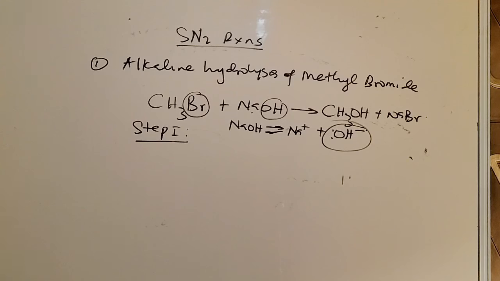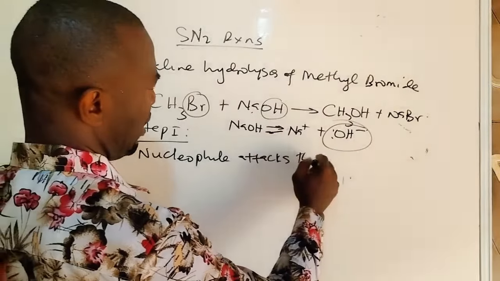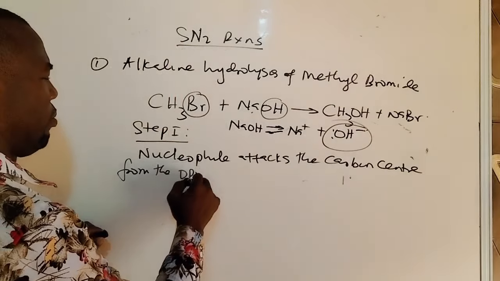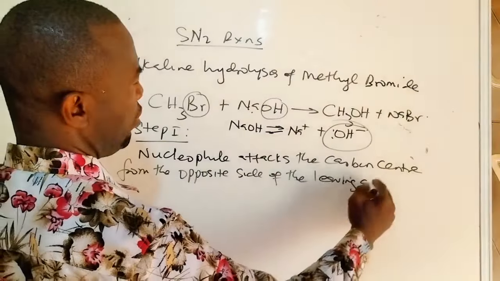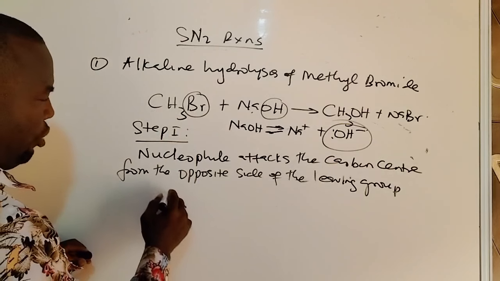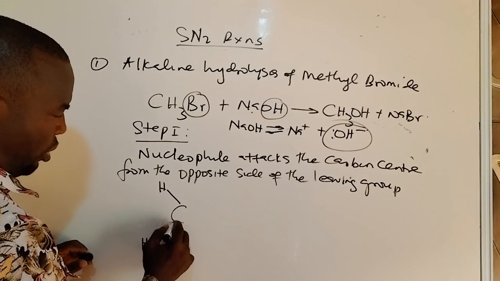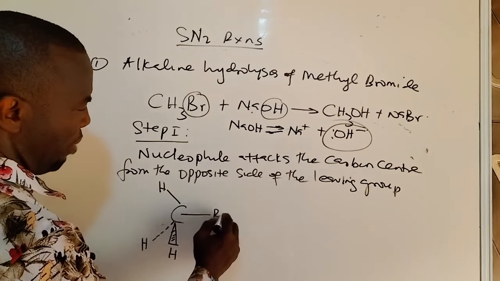The first step in that mechanism is that the nucleophile attacks the carbon center from the opposite side of the leaving group. So let's draw the structure. The three-dimensional structure of this compound has a carbon at the middle, a hydrogen, another hydrogen with a broken line to show its position behind the plane, and a wedge carrying the third hydrogen. Then there is bromine. The bromine is the group that will leave, called the leaving group.